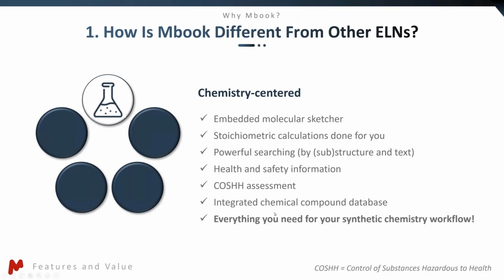With that, how is Mbook different from other electronic laboratory notebooks? It's chemistry centered. So it has a molecular sketcher embedded. It does the stoichiometric calculation. It has a powerful search engine. The regulatory information and safety information are available there. And there's an integrated chemical compound database for prepared compounds as well as for the storage. So we are really trying to prepare for you everything you need for your workflow in a synthetic chemistry laboratory. And it's up to you which features you will use and which you will not use.